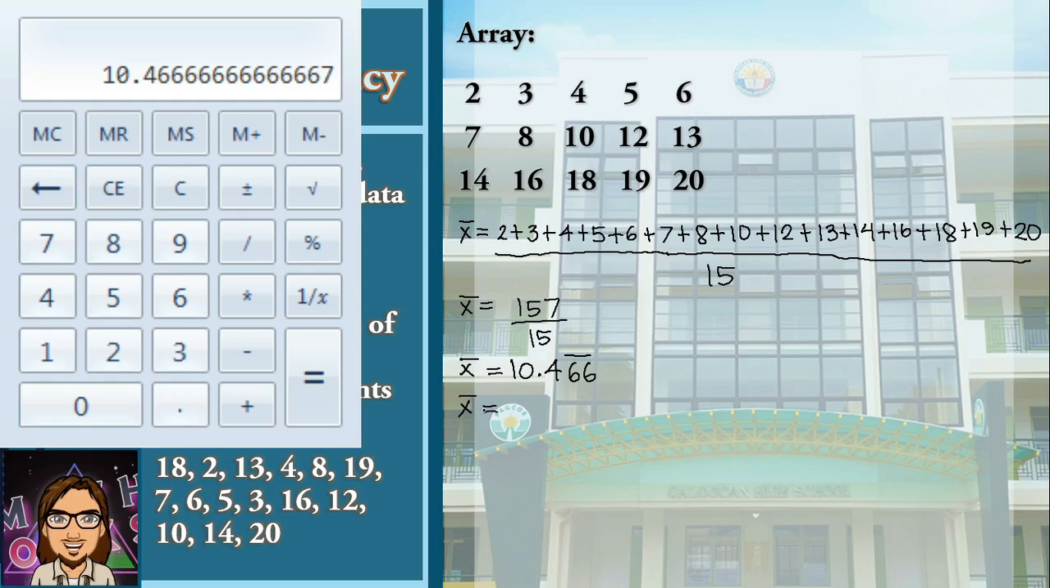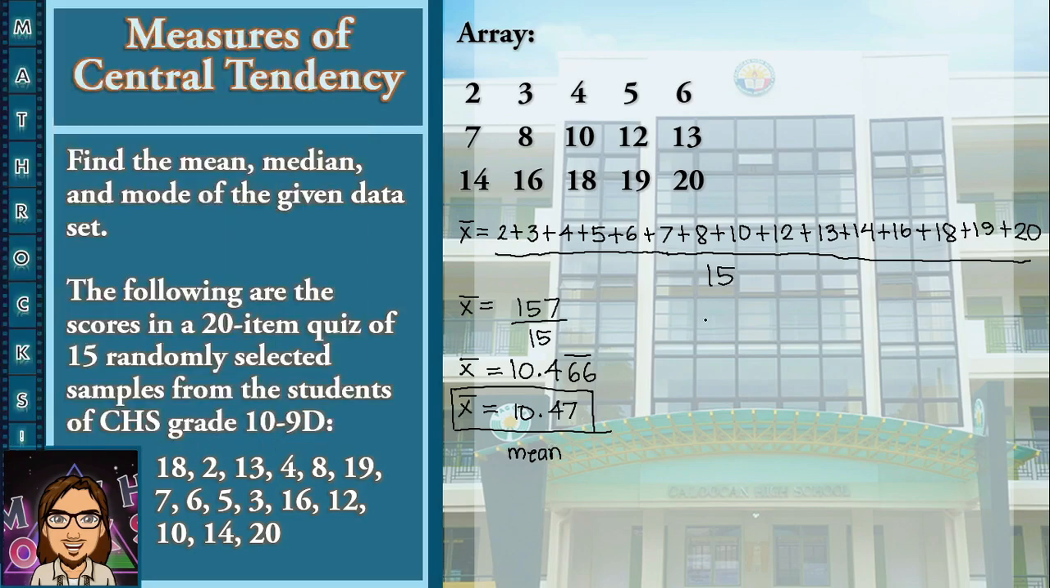Anyway, students are allowed to have their answers written in 2 decimal places. So you have to round this number off to the nearest hundredths. And for our final answer, we have 10.47. And that is for our mean. And now, let us have the median.